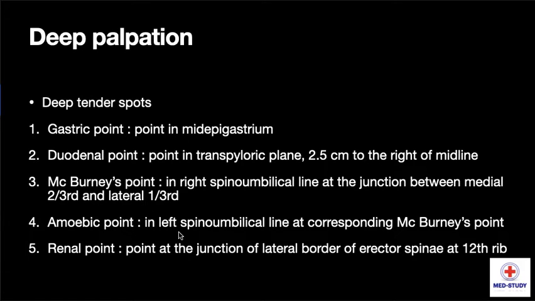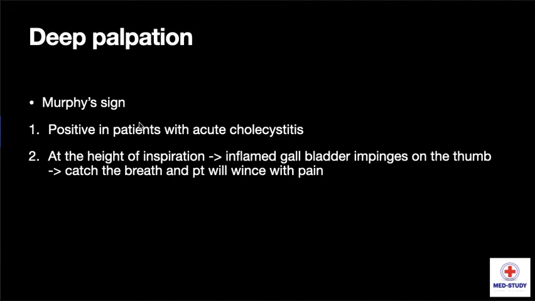Amoebic point is in the left spino-umbilical line at corresponding McBurney's point. Renal point is a point at the junction of lateral border of erector spinae at 12th rib. Murphy's sign. It is positive in patients with acute cholecystitis. At the height of inspiration, inflamed gallbladder impinges on the thumb, and when the patient catches the breath, the patient winces with pain.